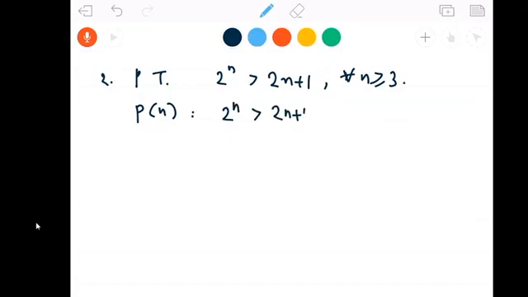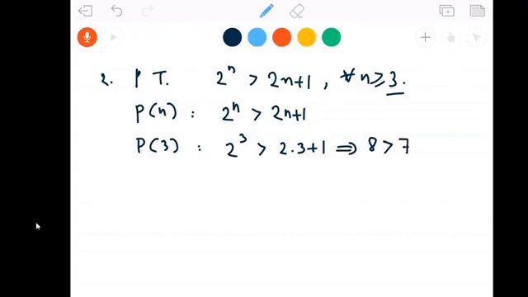Now there is no need to check whether P(1) is true or P(2) is true. Let's start with 3. What about P(3)? P(3) says that 2^3 is greater than 2 times 3 plus 1. 2^3 is 8. This is 7. 8 is greater than 7. This is true. So, P(3) is true.